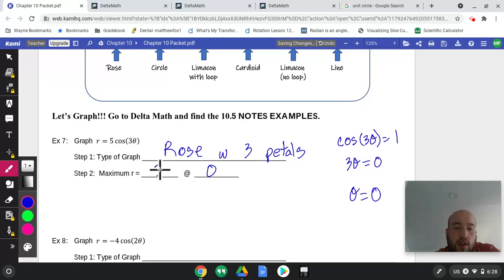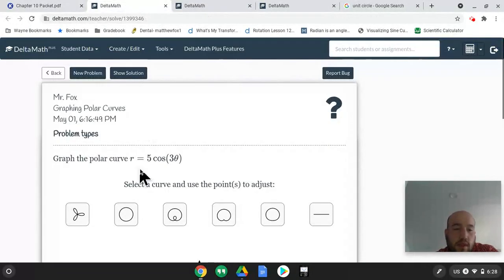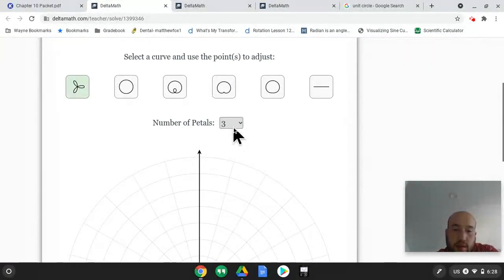So if we go there, we're going to click on a rose, change it to 3 petals. We'll drag it out to where r is 5 at theta equals 0. So right here we've got the same problem. Click the rose. Notice there's a drop down here. It's already on 3. If you wanted, you could change it. So as you can see, you could draw more petals, but for us, we'll only deal with 3 and 4.